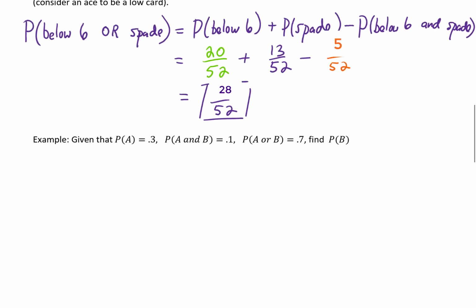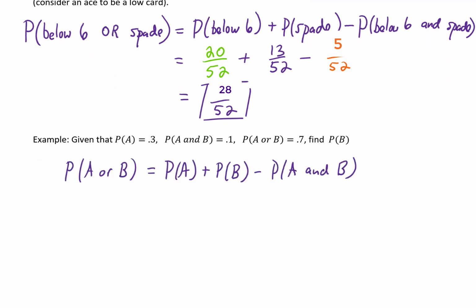How about another example where we're given some probabilities? We're going to use this formula again, and we're just going to plug in the numbers that are given. The probability of A happening is 0.3. We don't know what the probability of B occurring is. The probability of A and B happening is 0.1, and we're told that the probability of A or B happening is 0.7. What we end up with is an equation.